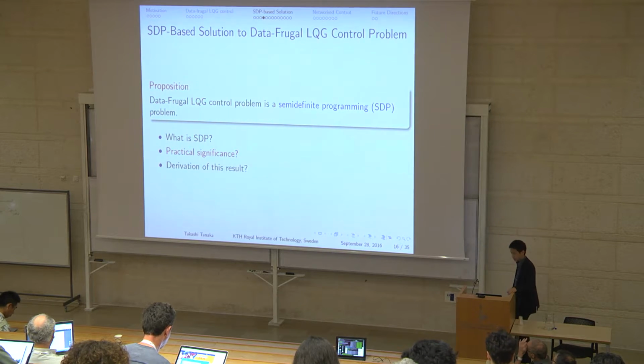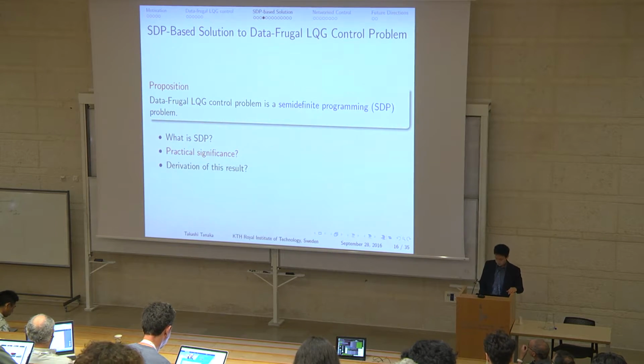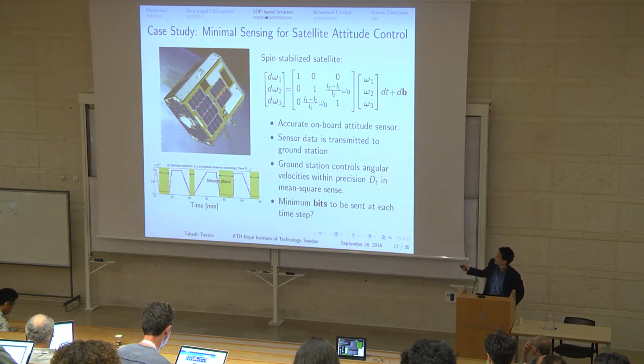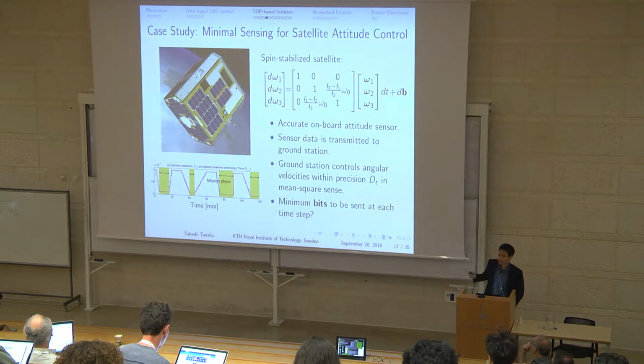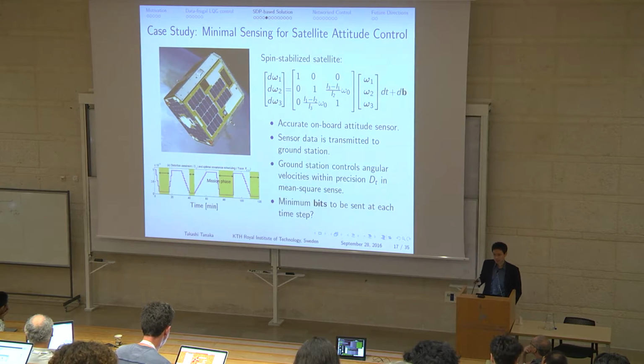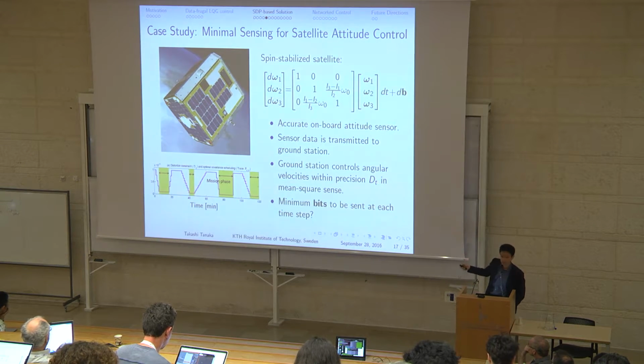So what's the practical value of this result? I'd like to show you my favorite numerical example. Imagine that this is a spin-stabilized satellite, and this is its equation of motion. Omega is the angular velocity vector of this satellite. And imagine that this satellite has a very accurate onboard attitude sensor, so the satellite is able to measure this angular velocity vector very precisely. But imagine that this information must be transmitted to the ground station, and the ground station must estimate this omega within some precision, dt. And this dt could be a time-varying requirement.